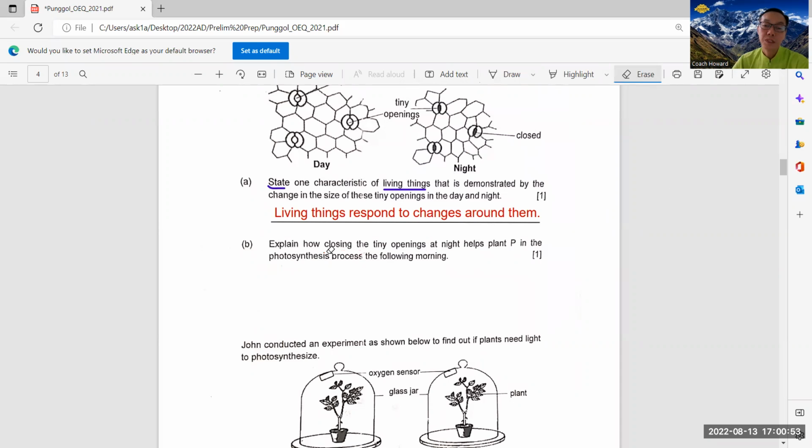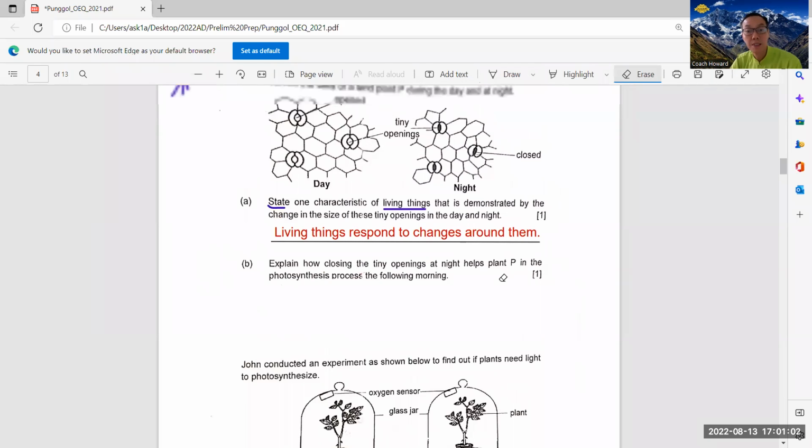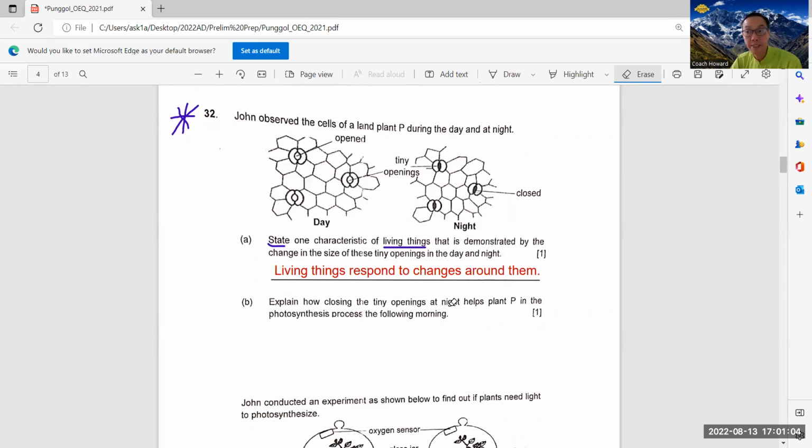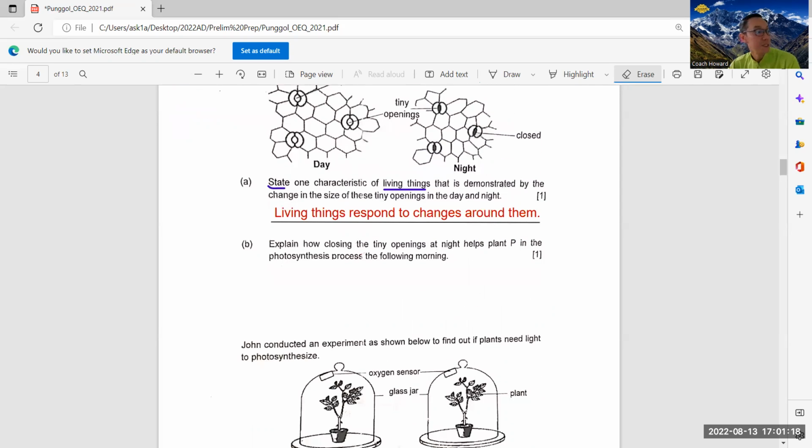So I already gave you the hint, because some students can't answer these questions. If you know this understanding, then by closing the stomata at night, that means less water will be lost. So with less water being lost, the following morning, more water will be available for photosynthesis. So you need to explain how. This is also 1 mark. So you must mention that the tiny openings prevent water vapor from being lost. I will show it to you here.